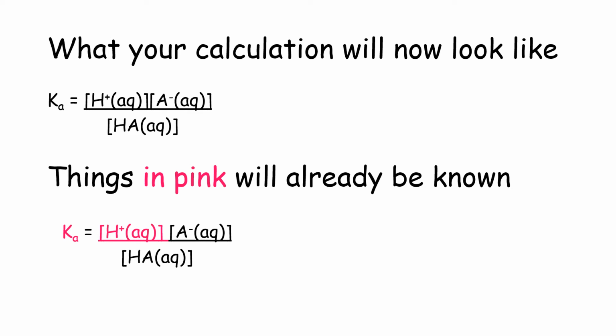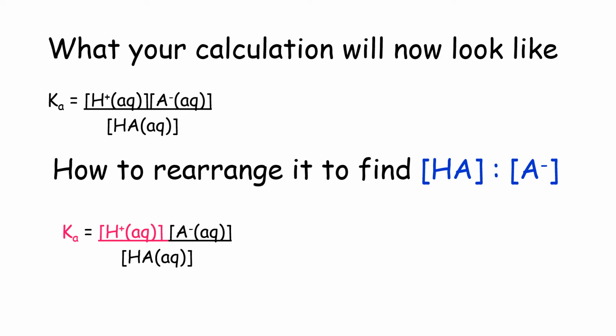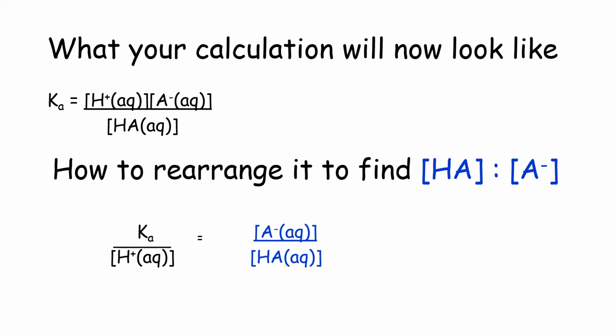So what this means is that the parts of that Ka expression that are in pink will already be known. They'll have values attached to them at this point. So what we're trying to find is the ratio of the weak acid concentration in its undissociated form to the conjugate base that weak acid is attached to. By rearranging it, dividing Ka by [H+], you get the A minus over HA ratio, which is essentially what you're looking for.